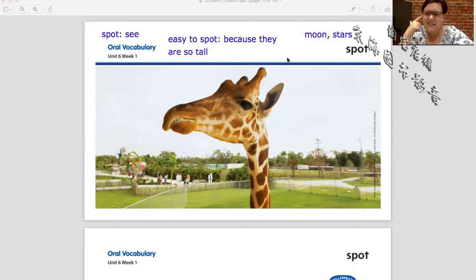And usually to see something far away, all right? You can spot something nearby, but mostly if you spot something, it's usually far away from you, okay? So giraffes, again, we can see a giraffe because it's easy to, hold on one second, we're gonna pause.